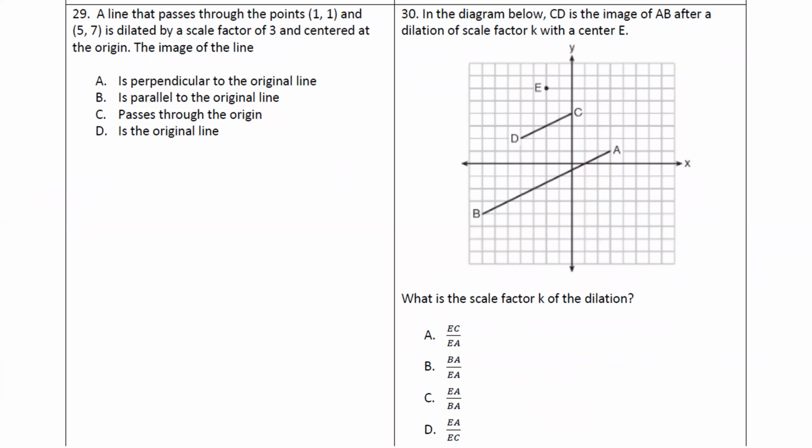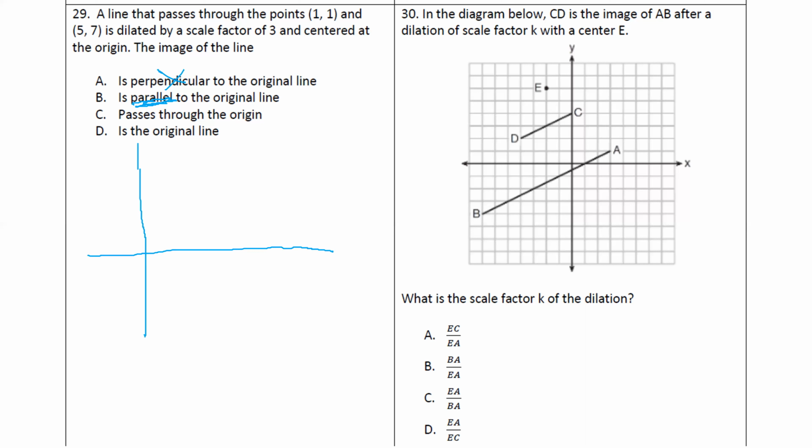So if you look at the options here, we have perpendicular to original. That can't happen. We have parallel, which is most likely the answer. We have passes through the origin. Don't know that unless we graph it. And it's the original line. Again, don't know unless we graph it, because if it passes through the center of dilation, then that could be the answer. So let's see.